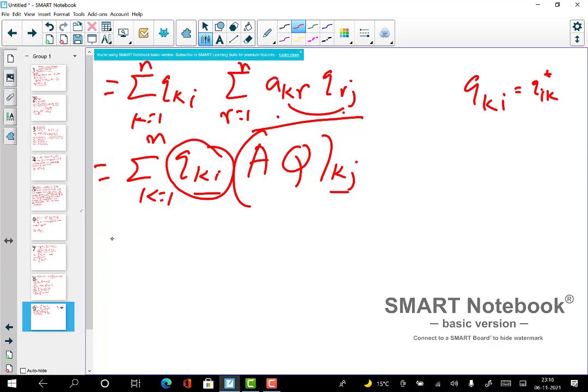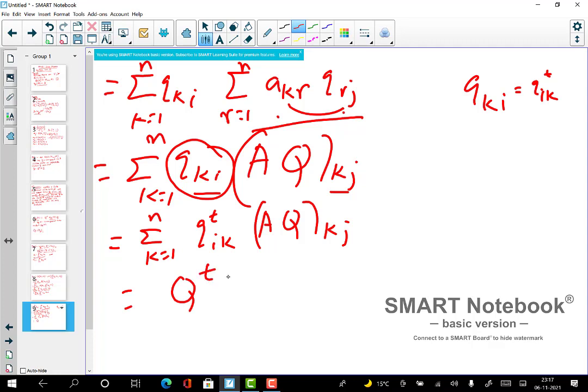So you can write this as summation k equal to 1 to n, and then you write down the Q transpose elements, or maybe small q transpose elements, entries of the transpose matrix. The KI entry will now be the IK entry, and then this is nothing but KJ. So you're done now, IK, KJ. So this will be the product, and k is adding from 1 to n, so this will be nothing but Q transpose AQ, and this is the ith row and jth column entry of the matrix, right? It's obvious.